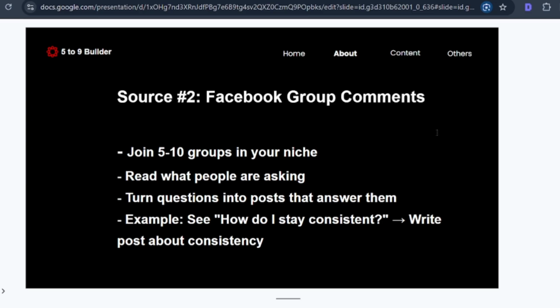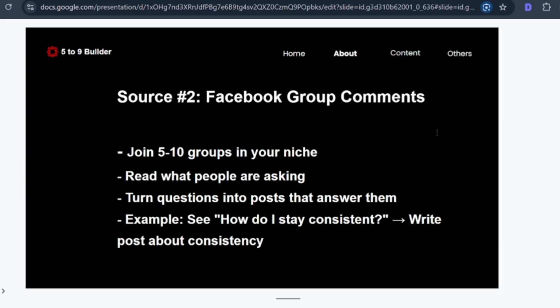Now the second one is Facebook group comments. Go to Facebook groups where there are comments. People are asking questions. People are sharing their worries, problems, and their stories. Use those to create content or posts. These people will come and relate to the kinds of questions and stories being shared in the comment sections of those posts.